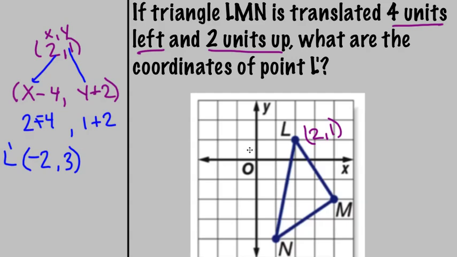Let's see what happens. Take L, move it 4 units left, 1, 2, 3, 4, and 2 units up, 1, 2. What is this point? Back 2, up 3, -2, 3. It does match. I love that when that happens.